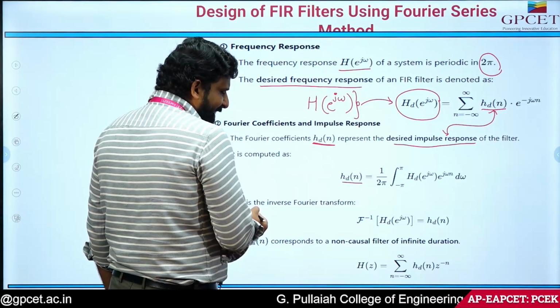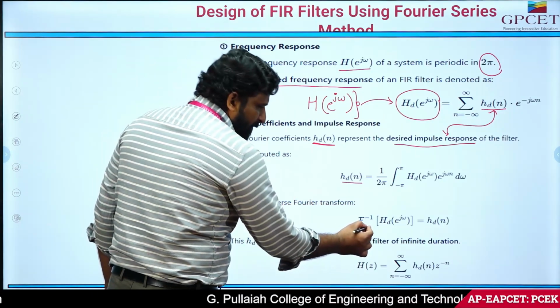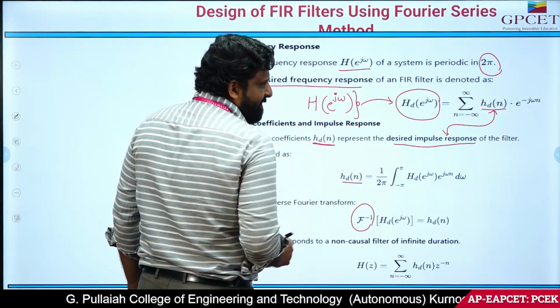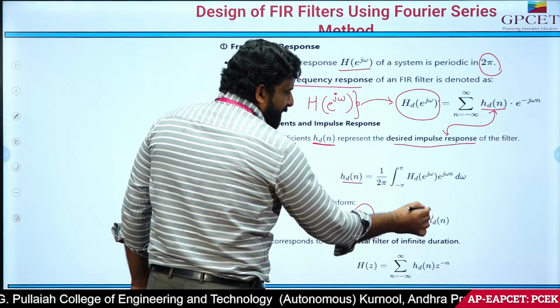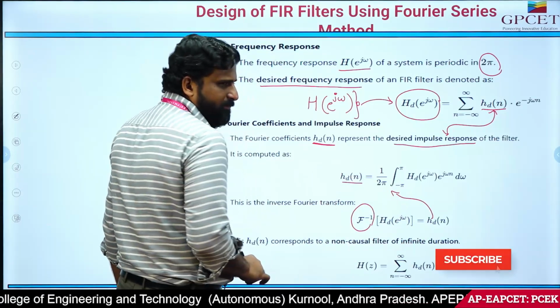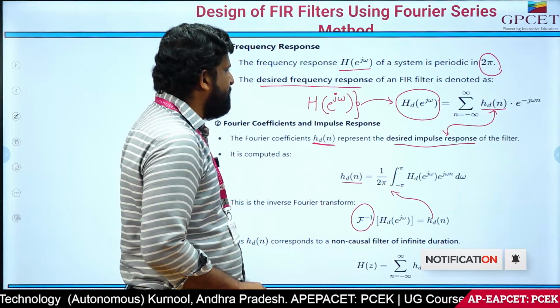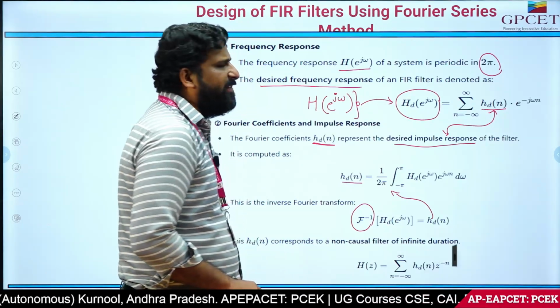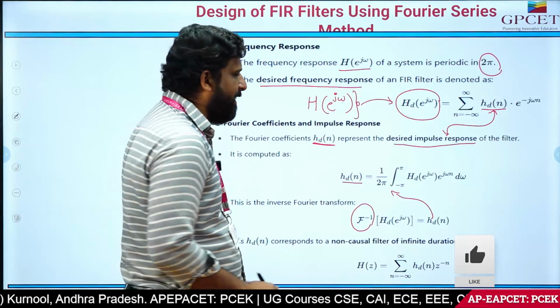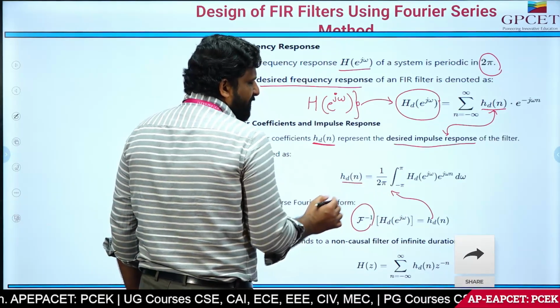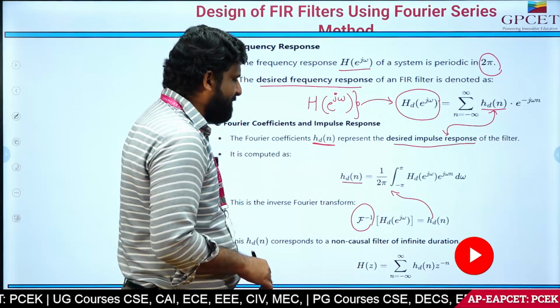If I take the inverse Fourier transform of Hd of e power j omega, I am going to get hd of n. How do we get the impulse response? If I take the inverse Fourier transform of this particular desired frequency response Hd of e power j omega, it is converted into hd of n, which is nothing but the desired impulse response.